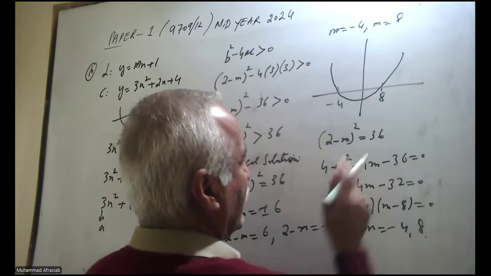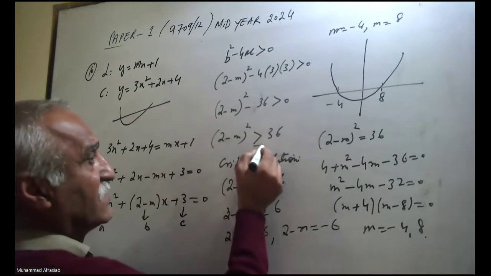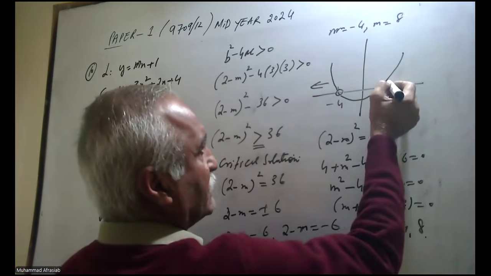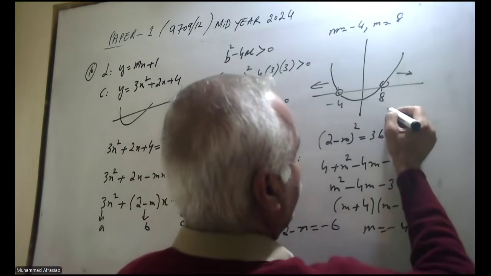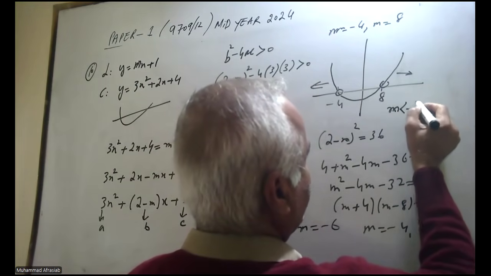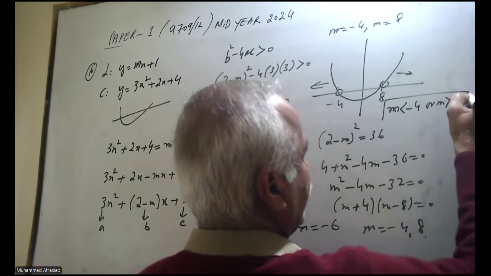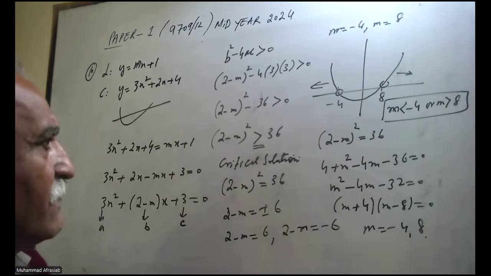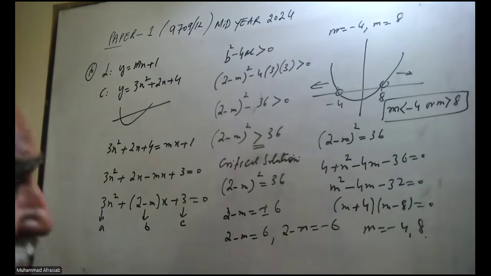Since the coefficient of m square is positive, so it will be minimum, and we have to show that it is greater than 0. So either it will be before minus 4 or it is after 8. So the required answer is m should be less than minus 4, or m should be greater than 8 for the values of this curve, which is going to cut at the 2 points there.